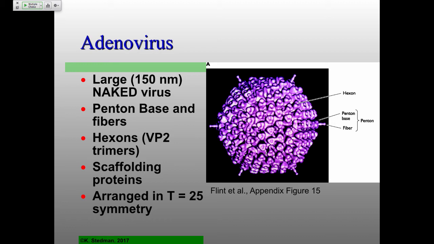These guys are really easy to tell where the five-fold axes of symmetry are because they have these little spikes coming off of them. This spike here is a little harder to see, but getting from this spike to that spike, or this spike here to that spike there, you go 1, 2, 3, 4, 5. Don't have to change any directions. What does that give you? T equals 25, h squared plus hk plus k squared. So they're arranged in this fashion. 25 times 60 will give you the number of subunits that you have in this particular structure.